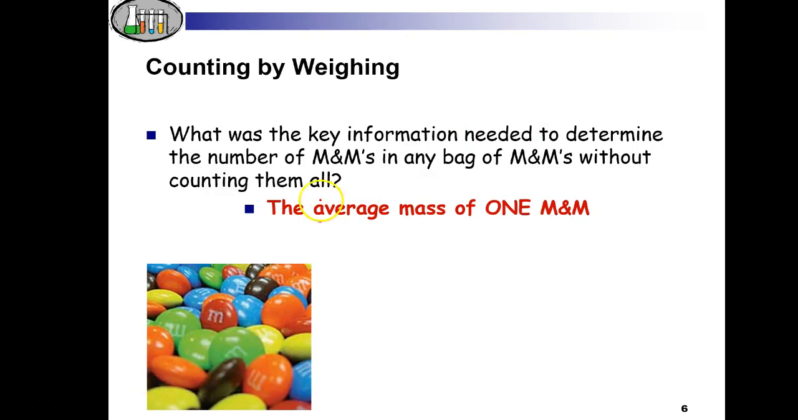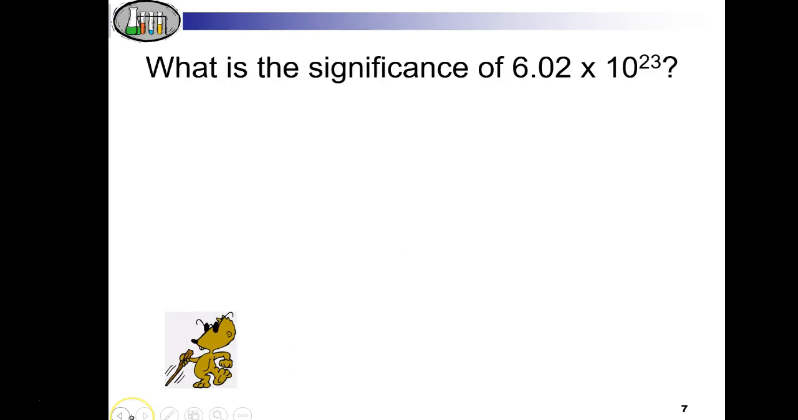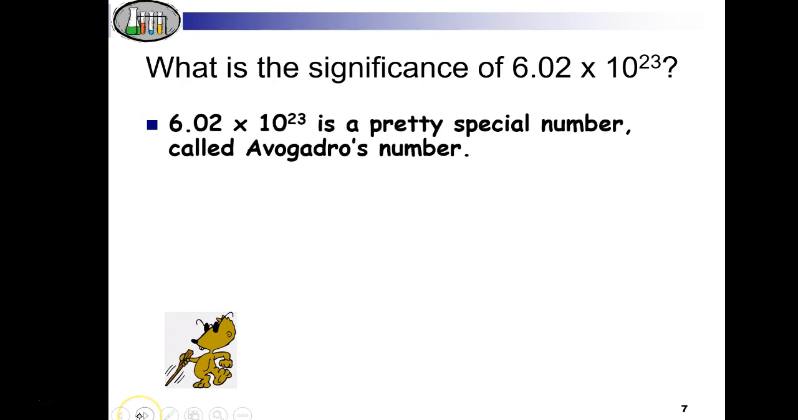So to figure out how many M&Ms are in the bag, we need to know the average mass of one of them and the total mass of the M&Ms in the bag, and then all we're going to do is divide. Well, this isn't a special number. This is called Avogadro's number.